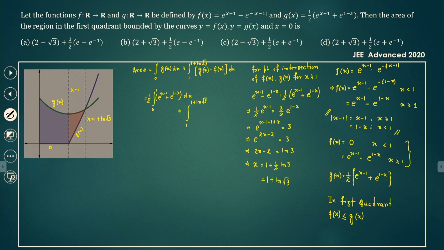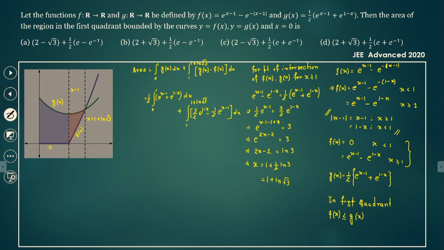So if I subtract, we'll get 1/2 (x minus 1 minus x), so minus and plus. Therefore we can write it as 3/2 e^(1 minus x) minus 1/2 e^(x minus 1) dx. Just subtract the two functions and we'll get it done.